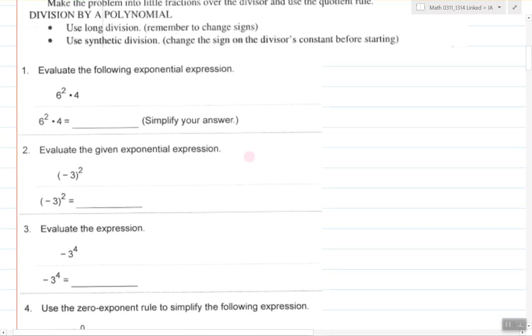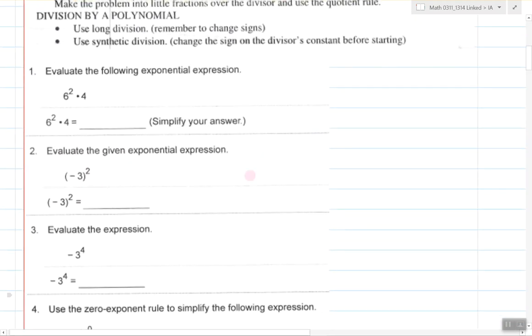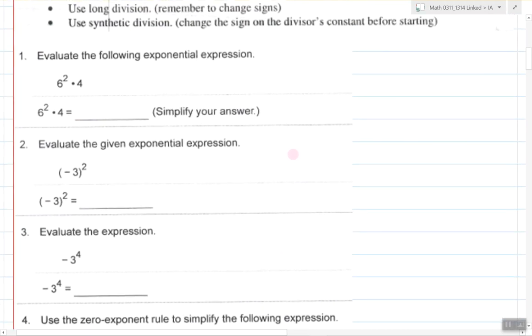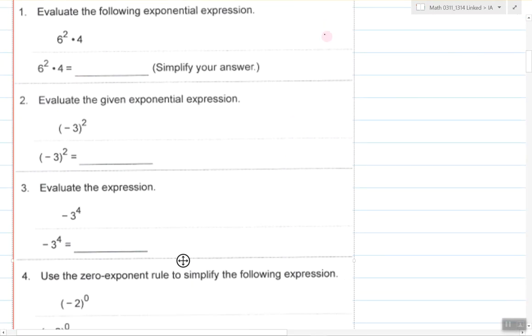All right. In this lesson, the first thing you're going to do is evaluate. Remember that means find the value of. You're going to use your order of operations: Please excuse my dear Aunt Sally. So let's see what we've got. We've got 6 to the second power times 4. Exponents first: 6 to the second power is 36, times 4 gives me 144. This can be done on the calculator.